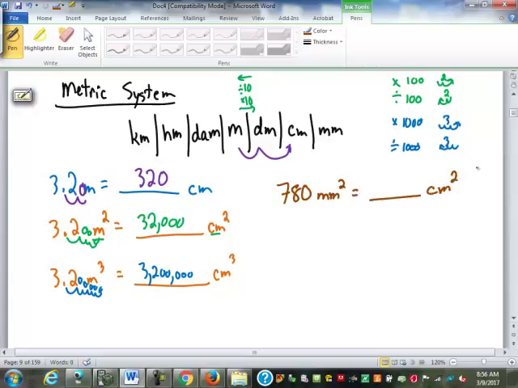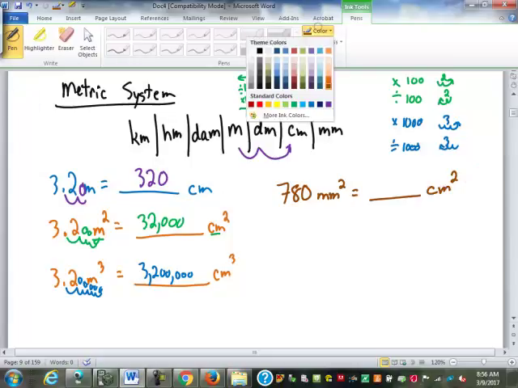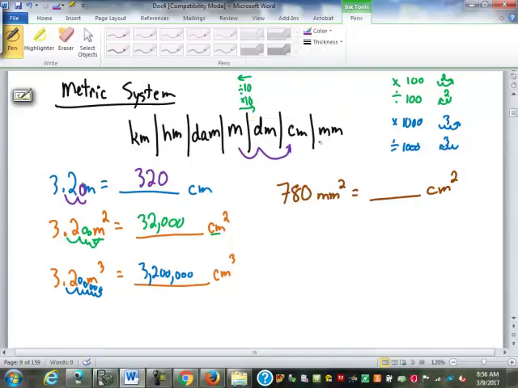So 780 millimeters squared into centimeters squared. How many spots on the chart? Millimeters to centimeters is 1 spot on the chart, right? So the decimal point has to go 2, because it's squared. 1 spot on the chart would normally be 1 decimal place, but since it's square units, it's double that.